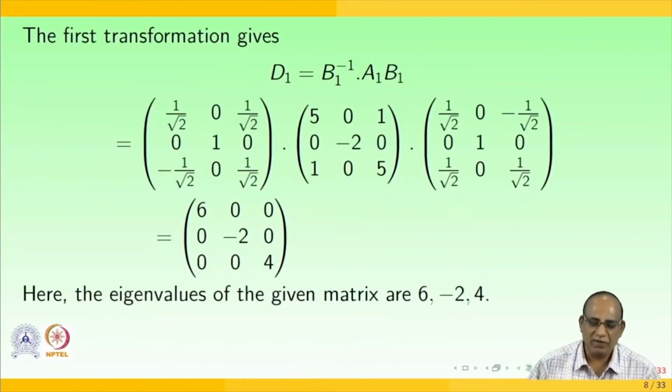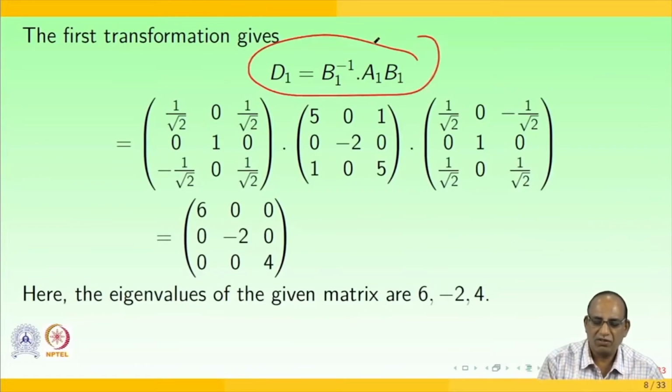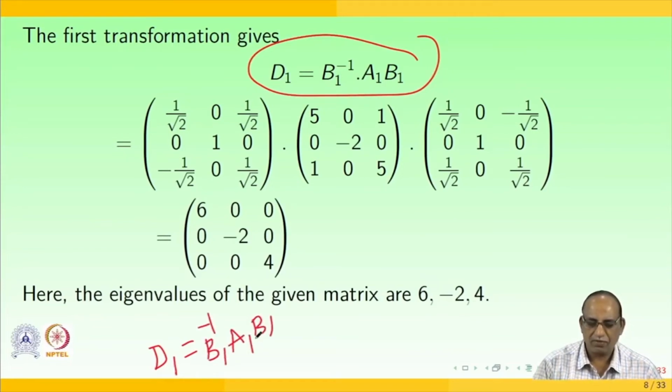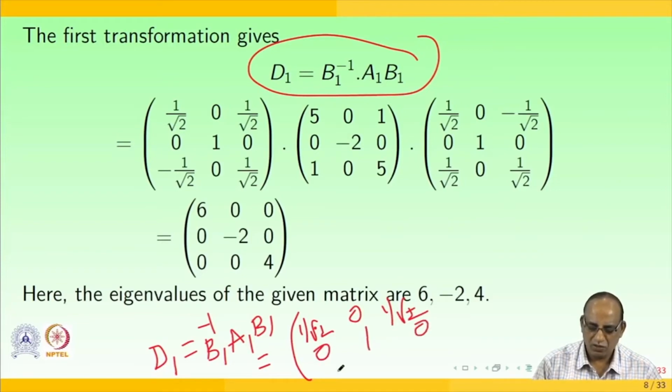The first transformation gives D1 is equal to B1 inverse A1 B1. So that will be equivalent to 1 over root 2, 0, 1 over root 2, 0, 1, 0, minus 1 over root 2, 0, 1 over root 2.